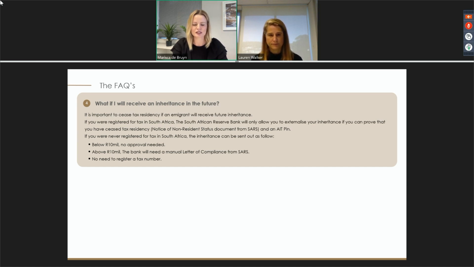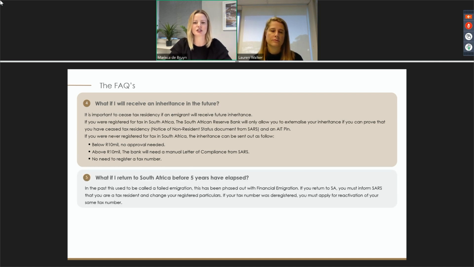But if you weren't registered for tax because you were a minor, then you don't need to register for tax. If the value is below 10 million Rand, they don't need any approval. They can just send that abroad. But if the value is above 10 million Rand, then we need to apply for a manual letter of compliance from SARS. But they still don't need to register a tax number. It's just a manual application that we do.